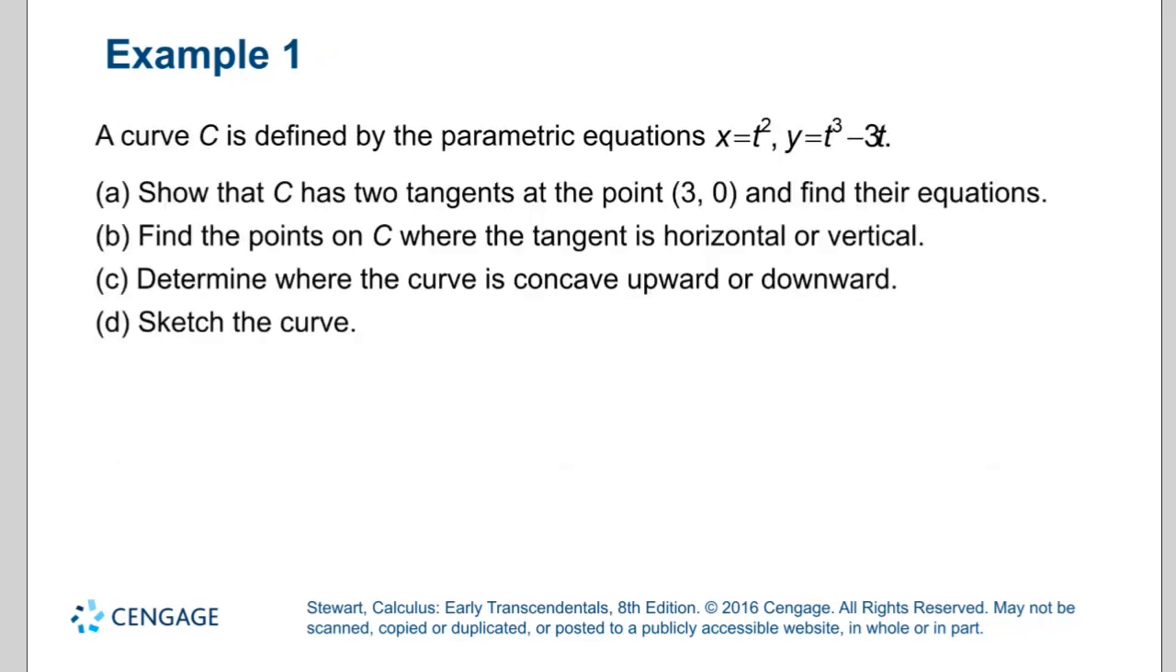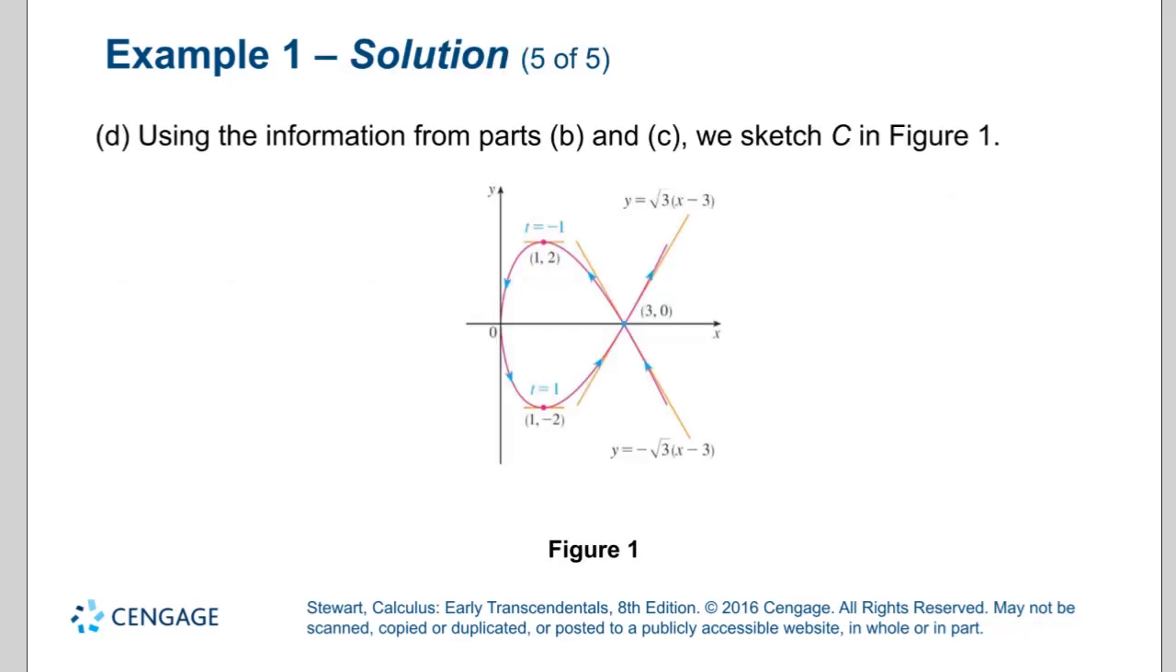The last thing we want to do for this example is to sketch the curve. So I'm going to put all that information that I just got into the problem. I plot my points. I plot my (3, 0), because I know that's on the graph. I plot my two horizontal tangents at (1, -2) and (1, 2). I plot my vertical tangent at 0. And then I plot my tangent lines, and this is the curve that we're going to get.